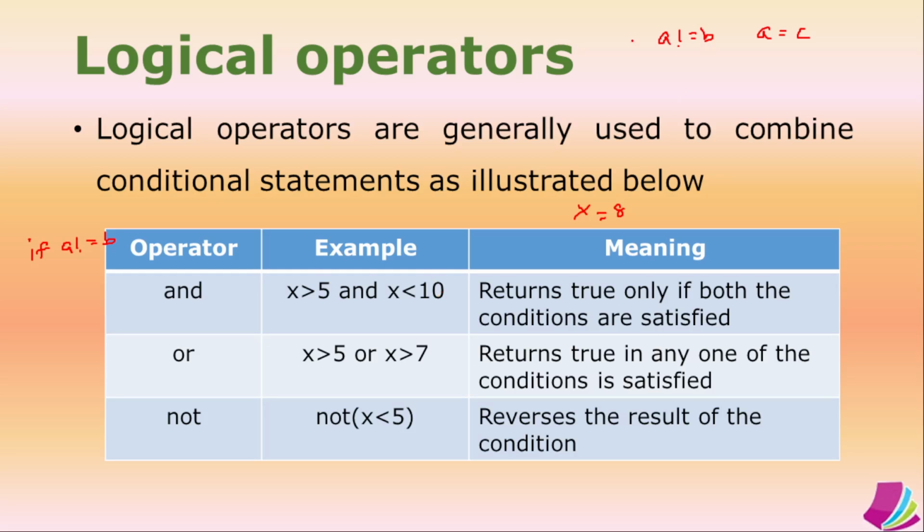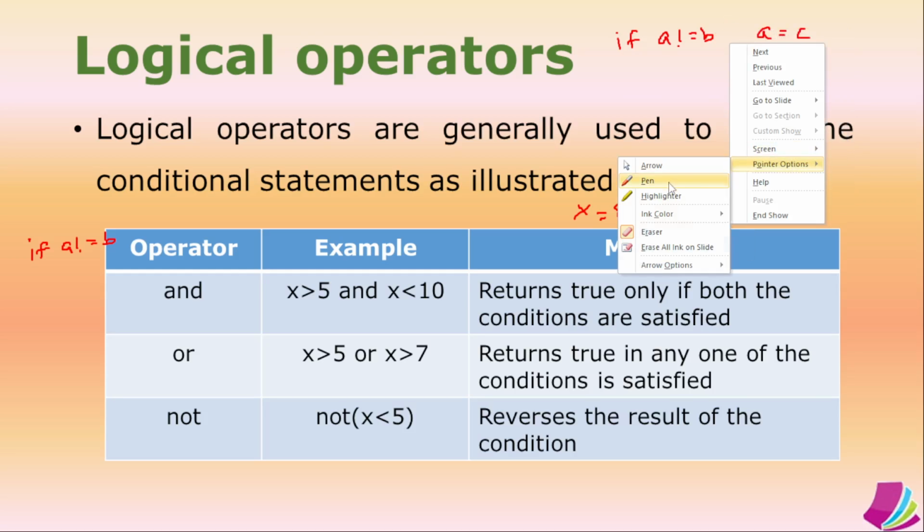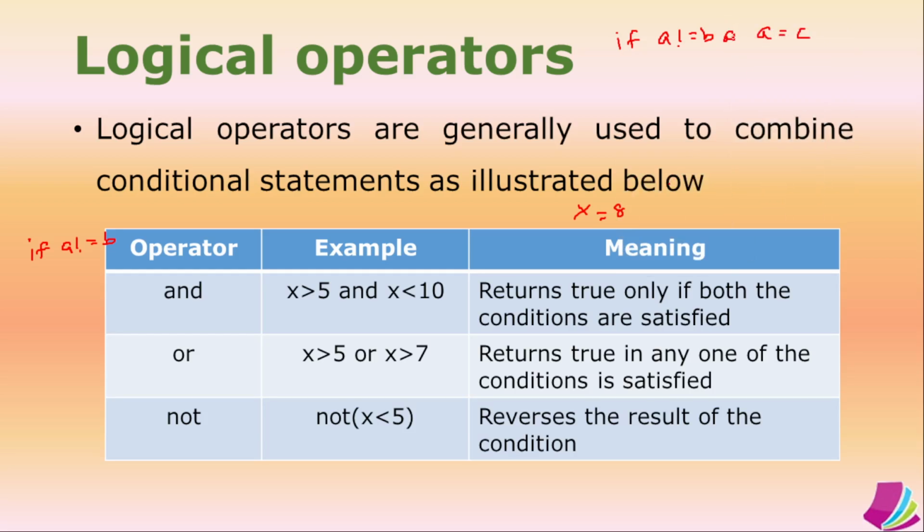Okay, so when I say if a not equal to b and a equal to c, both the conditions have to be satisfied. That's the case here. If x greater than 5 and x less than 10, both the conditions have to be satisfied. If I use OR, it is enough if it satisfies any one condition. So x greater than 5 I am checking, it will satisfy the condition. So there is no need to check the second condition itself. So when the first condition is itself satisfied, then the value will be returned true.